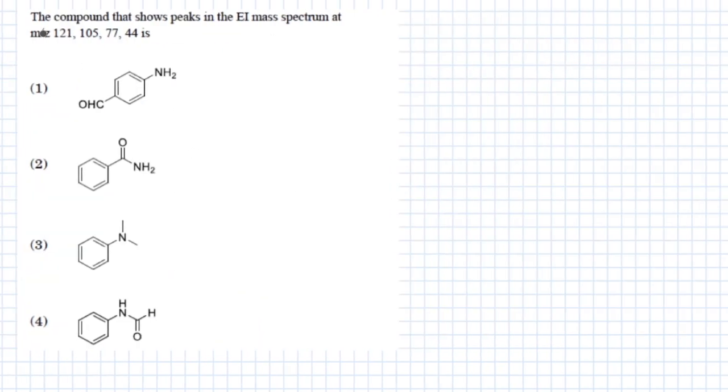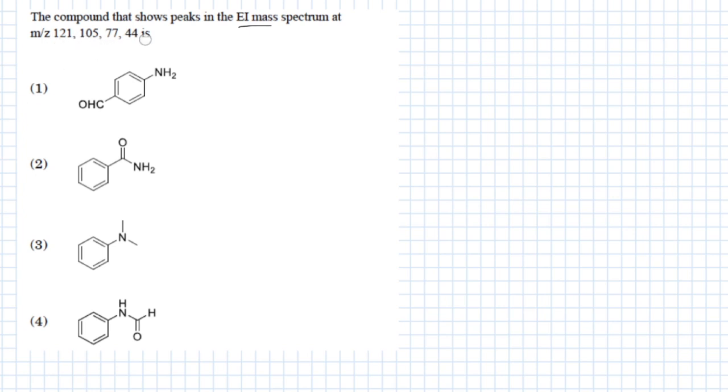Alright, so in this particular question, it says that the compound shows peaks in the EI mass spectrum at m/z of 121, 105, 77 and 44. Now whenever you are getting this kind of question, first of all you have to look at the options.